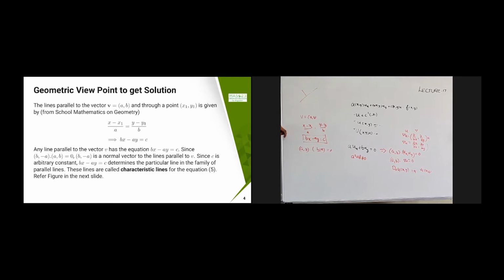So therefore, since c is an arbitrary constant, you are going to get a family of parallel lines. So the c is an arbitrary constant, therefore you get a family of parallel lines. These lines are called characteristic lines.